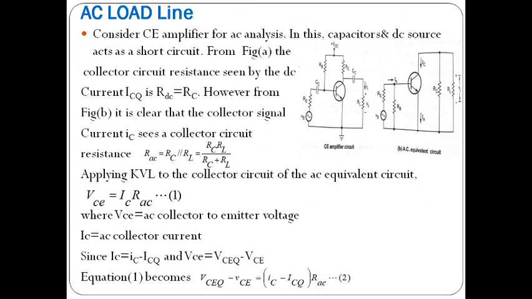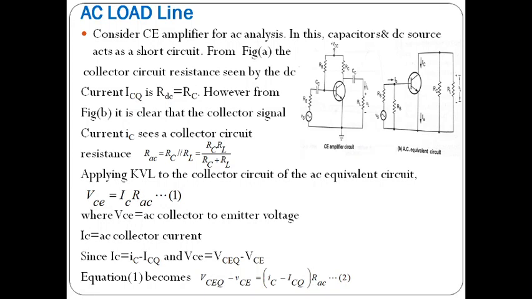Next we will discuss the CE amplifier with capacitors. In AC analysis the capacitors are short circuited. In DC they are open circuited. Here, in AC, the capacitors are short circuited and the DC sources act as a short circuit. So the equivalent CE amplifier is given beside it, with the capacitors short circuited and the DC sources also short circuited.